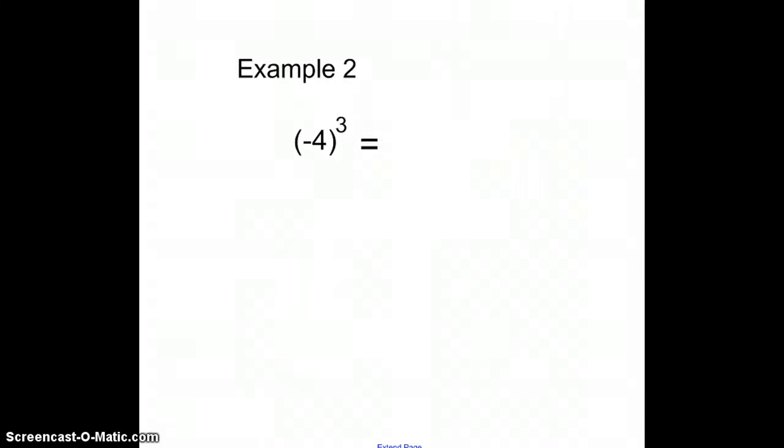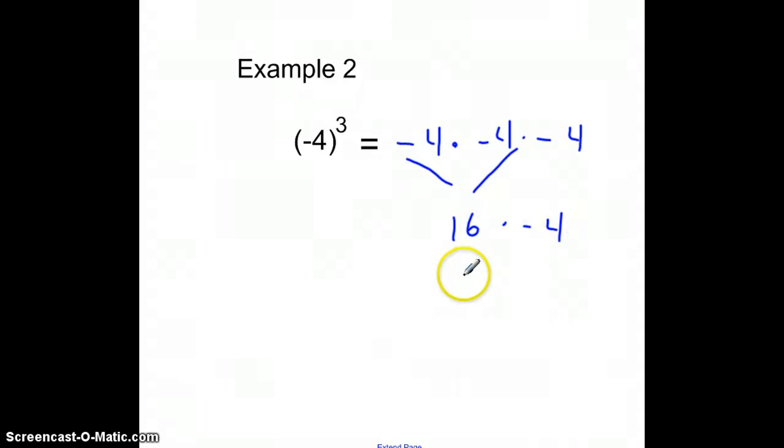Take a look at our next example. Now we've got negative 4, in parentheses, cubed. Now, with the negative 4 inside the parentheses, that's telling us to cube the negative 4. So, negative 4 times negative 4 times negative 4. If you think about it, negative 4 times negative 4 will just give us a positive 16. Then we've got positive 16 times negative 4, positive times negative, that, of course, will give us a negative 64.